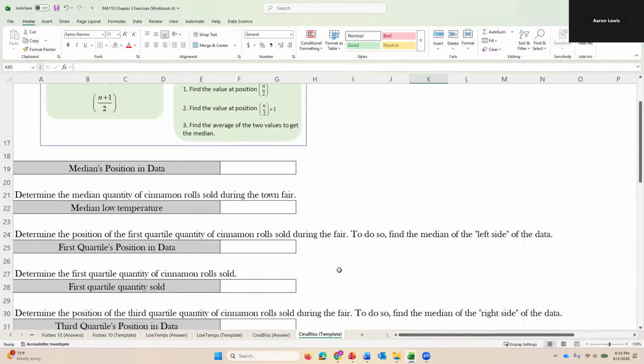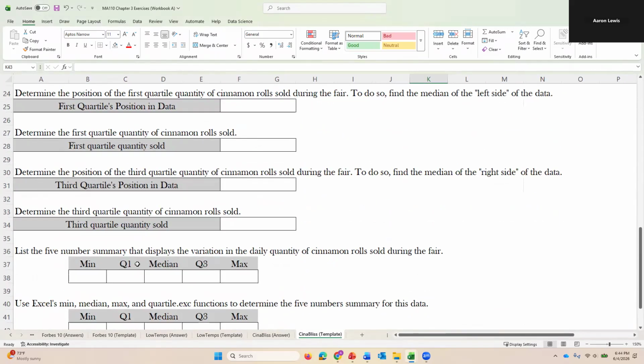And I won't bury the lead. Scroll down real fast. The numbers that make up your five number summary are the min, or the smallest number in the data set, the max, which is the highest number in the data set, your median, which is your approximation of the middle of the data set, and then the first and third quartiles, which are essentially the medians of the two sides created by the median.